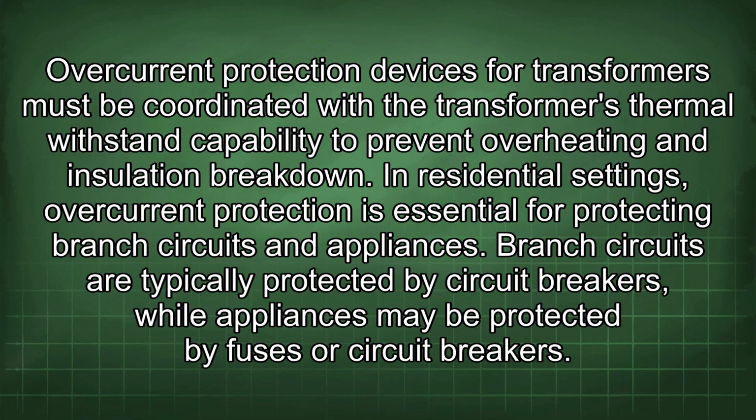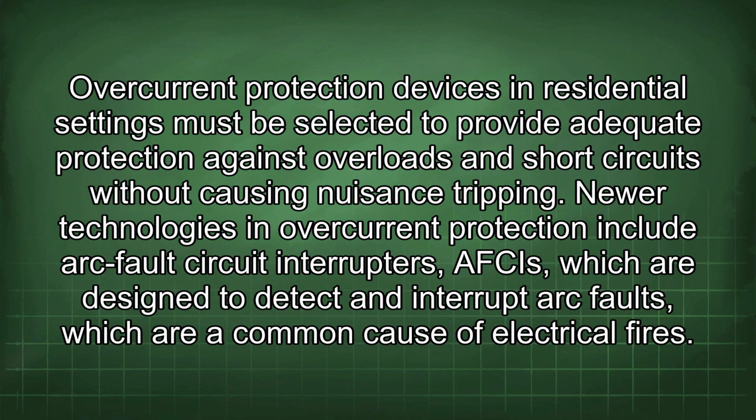In residential settings, overcurrent protection is essential for protecting branch circuits and appliances. Branch circuits are typically protected by circuit breakers, while appliances may be protected by fuses or circuit breakers. Overcurrent protection devices in residential settings must be selected to provide adequate protection against overloads and short circuits without causing nuisance tripping.